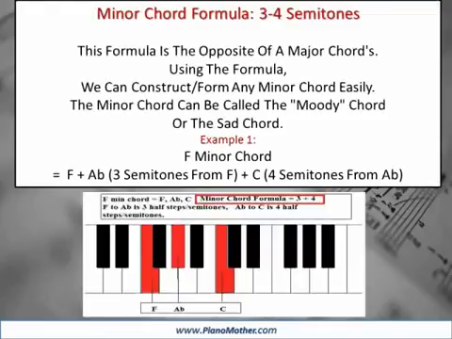Minor chord formula, 3 to 4 semitones. This formula is the opposite of a major chord's. Using the formula, we can construct or form any minor chord easily. The minor chord can be called the moody chord or the sad chord. F minor chord equals F plus A flat, 3 semitones from F, plus C, 4 semitones from A flat.